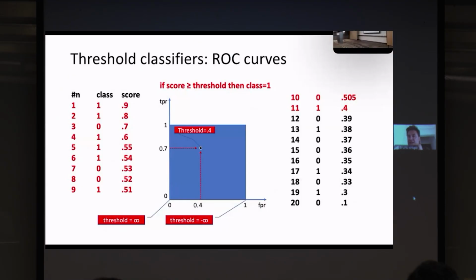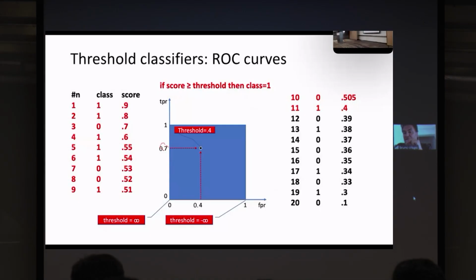We can see an example. You have a classifier here that outputs some score. You have 20 instances. 10 are anomalies, so +1, and 10 are normal traffic. You see, if we fix the threshold to 0.4, all the scores that are greater or equal to 0.4 should be classified as anomaly. And you capture in this way 7 out of the 10 anomalies. So you have a 70% true positive rate.